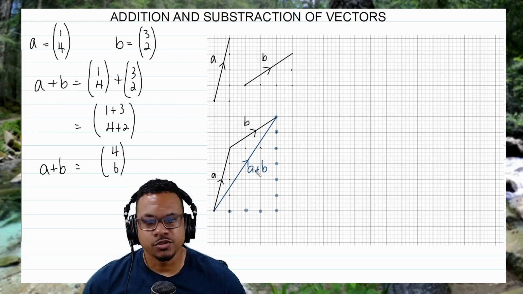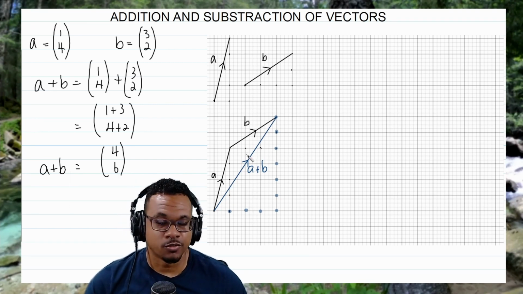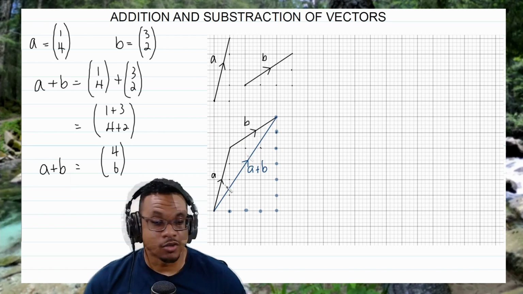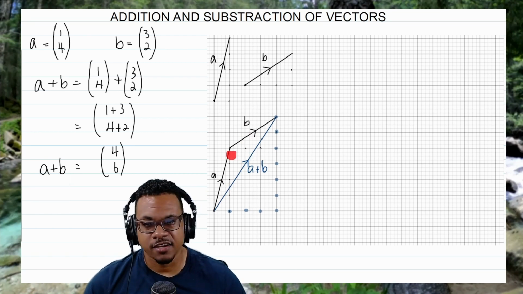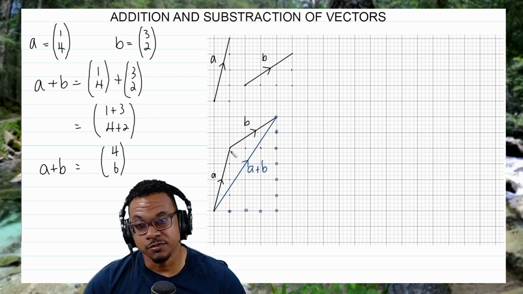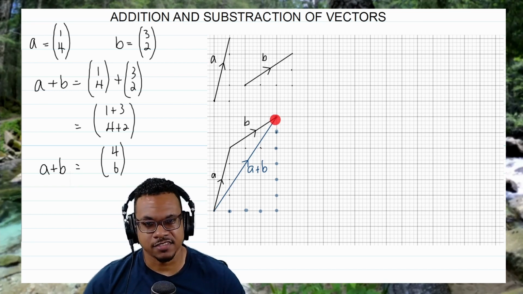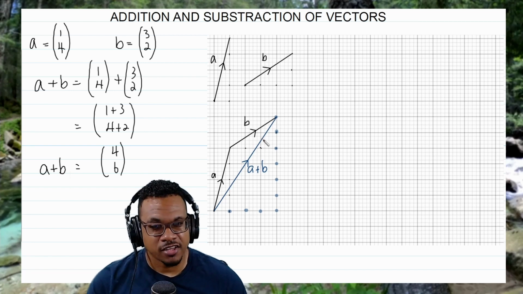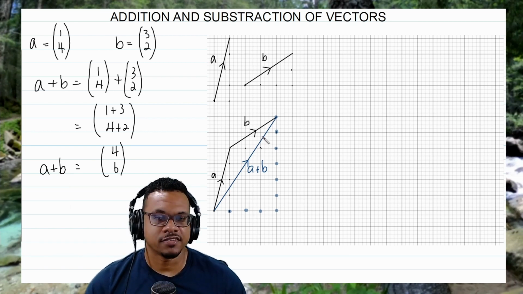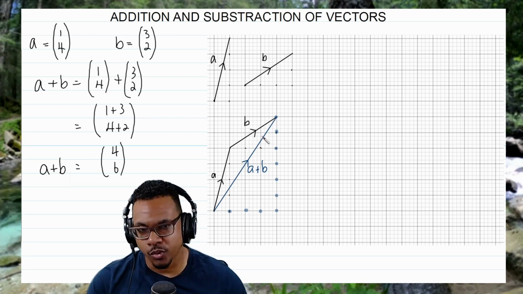Now let's discuss how to do the same addition using something called the parallelogram law. Now notice for the triangle law, we have the head of one vector, so that's the head of A here, connected to the tail of B, which is at the same point. The tail of the resultant connects to the tail of A, and the head of the resultant connects to the head of B. Now for the parallelogram law, the tail of the two vectors must be at the same point.